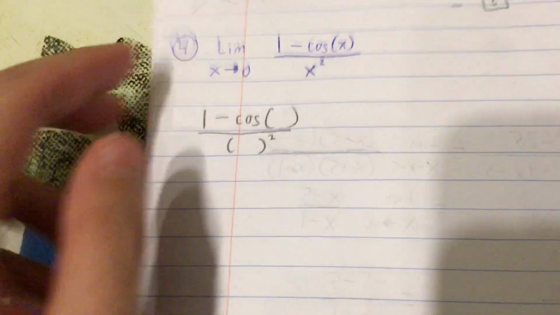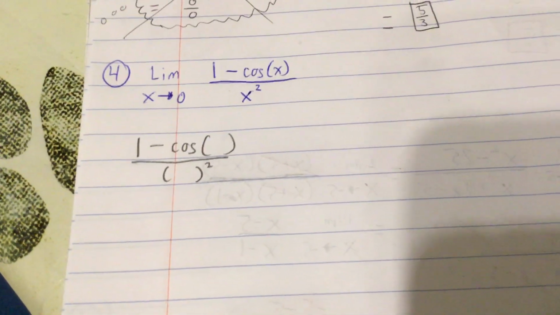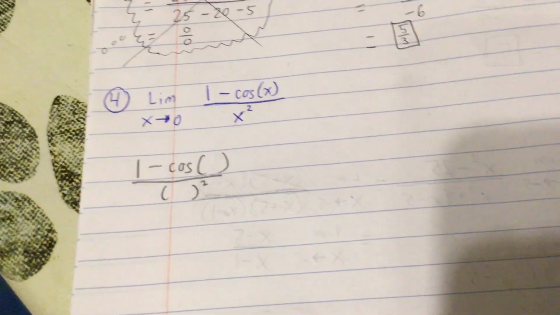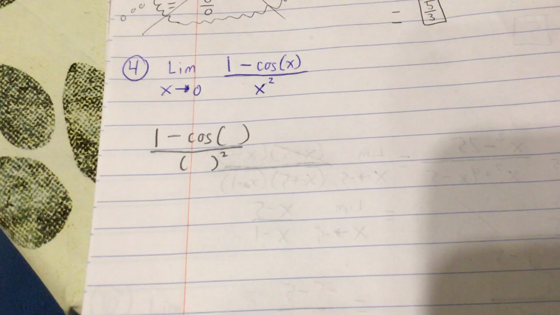Here we go. Okay, the limit as x approaches 0 for 1 minus cosine of x over x squared.